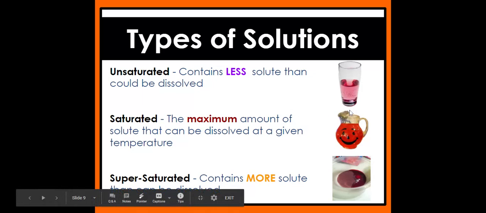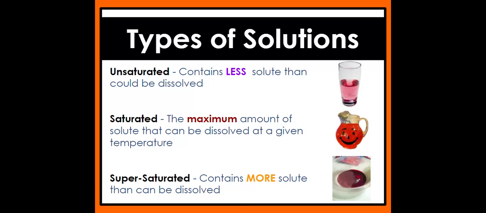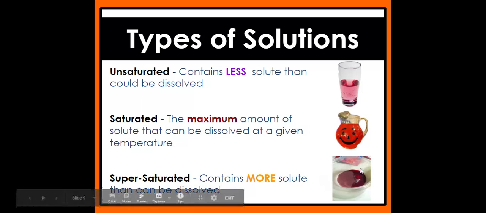A saturated solution is the maximum amount of solute that can be dissolved at a given temperature. So we can think of that as like our perfect Kool-Aid mixture. When you look at the bottom of the pitcher, you don't have any particles at the bottom that haven't been dissolved. You don't have to keep stirring and stirring and stirring to get it dissolved. The Kool-Aid packet and the sugar have dissolved entirely into the water. Okay? That is what a saturated solution looks like.